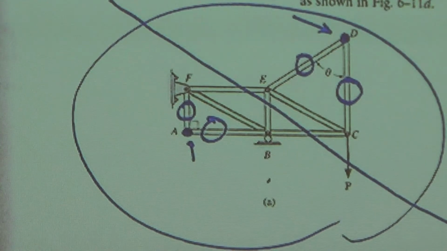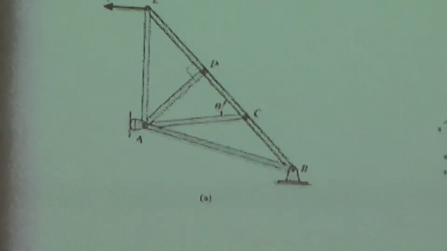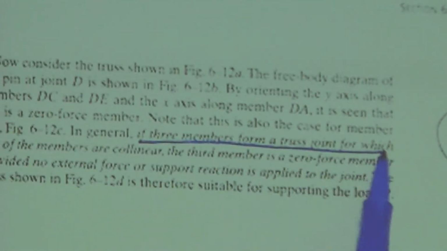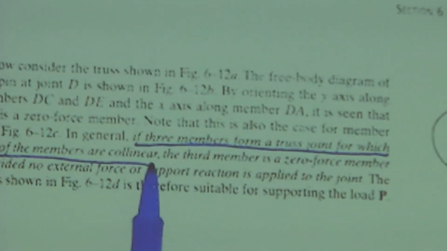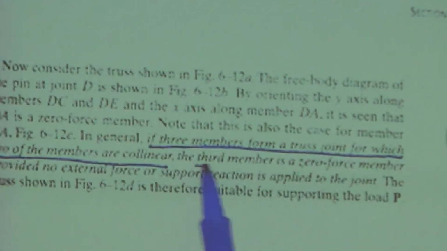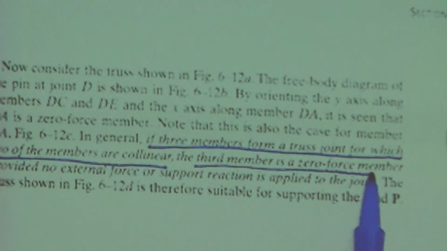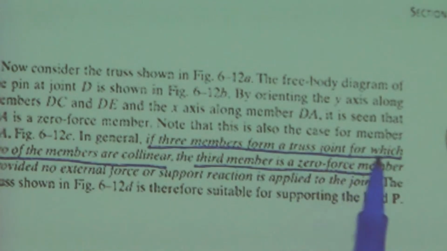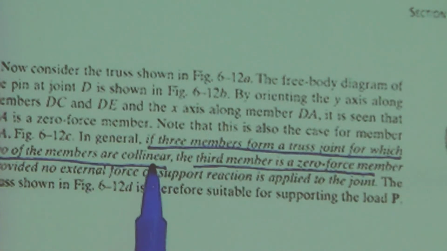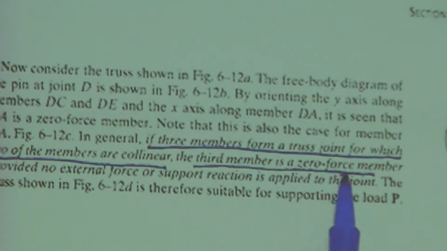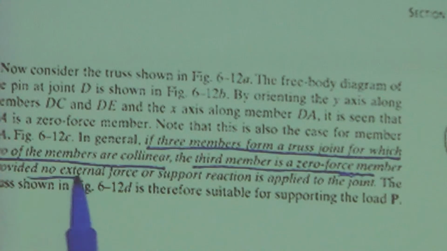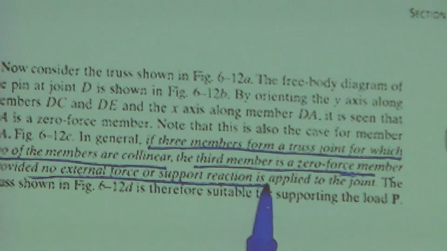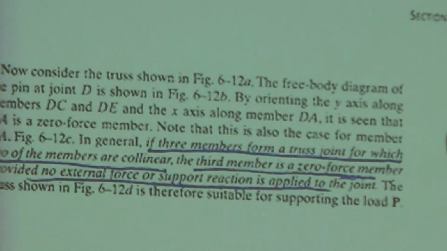Okay, let's look at rule 2. Rule 2. If three members form a truss joint where two of the members are collinear, the third member is a zero force member as long as there are no external forces and supports at the joint.